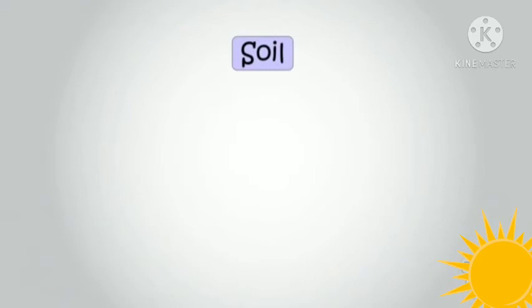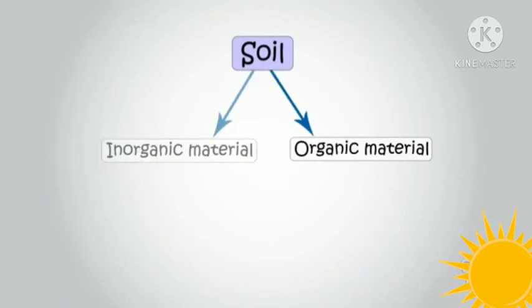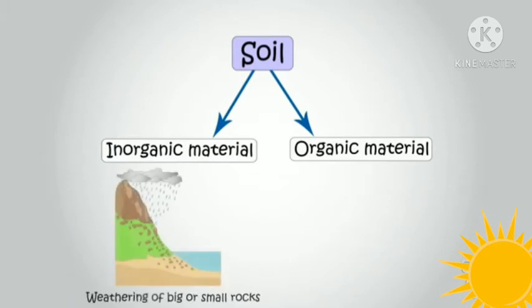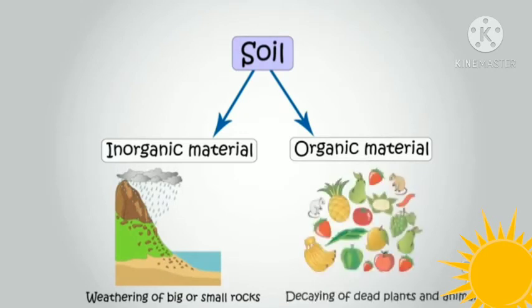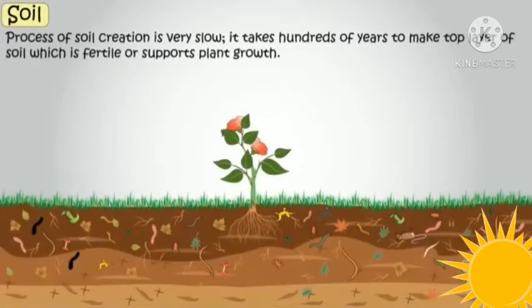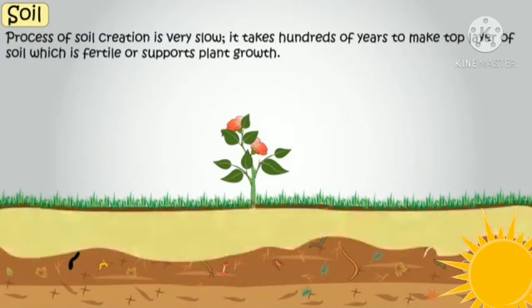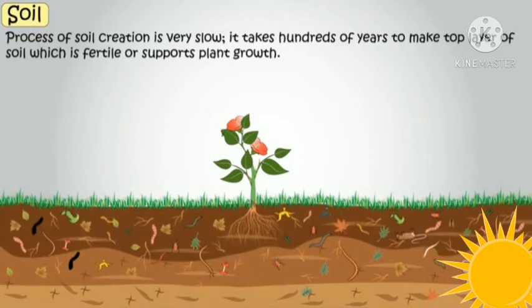Dear students, now repeat after me. Soil is formed from organic material and inorganic material. It's formed from weathering of big and small rocks, and decaying of dead plant and animal remains. The process of soil creation is very slow. It takes hundreds of years to make top soil which is fertile or supports plant growth.